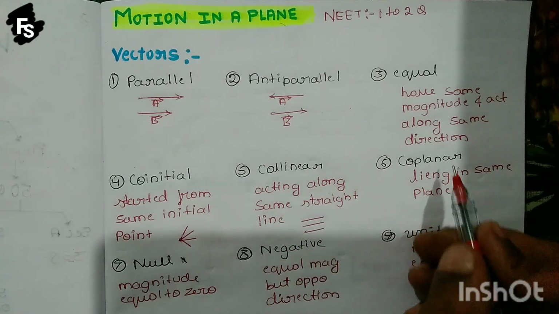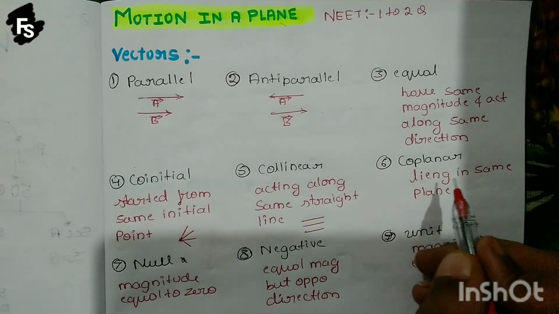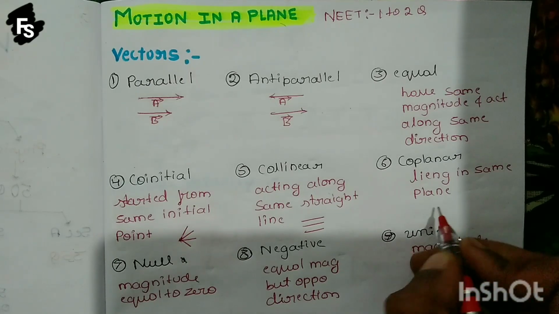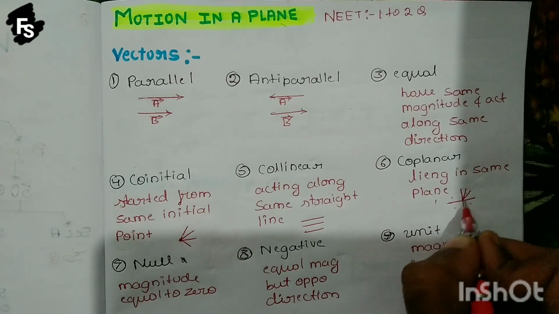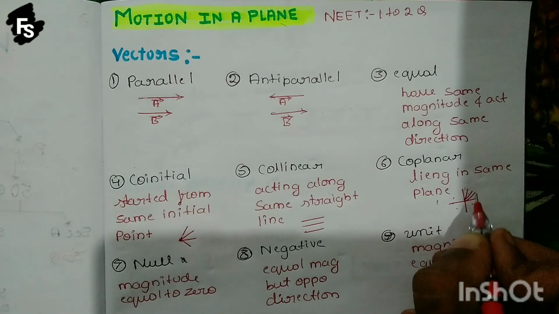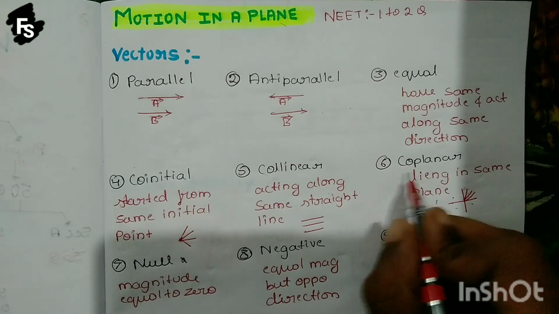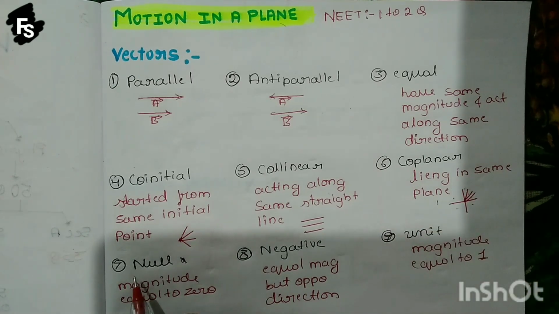Sixth, coplanar vectors. Two or more vectors lying in the same plane, meaning this is on the plane, this is on the plane, this is on the plane. Two or more vectors acting in the same plane, three vectors in the same plane, are called coplanar vectors.